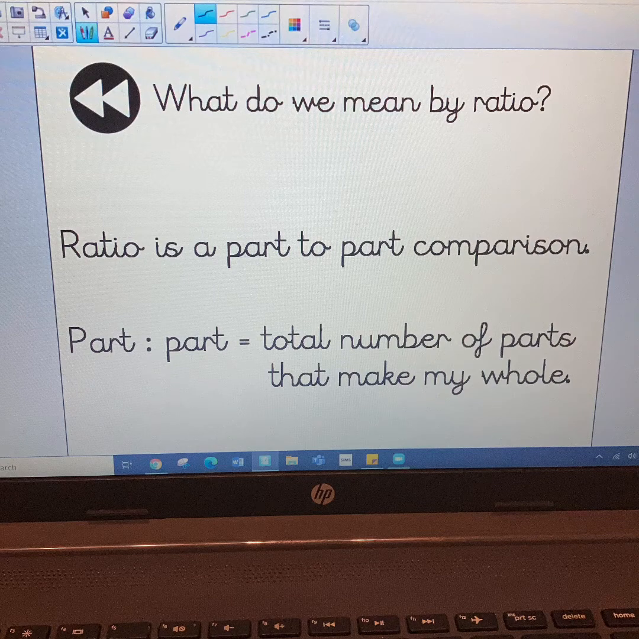So you're comparing these 2 parts. And we can write it like this. We can use a colon to show the comparison. That colon in maths kind of means ratio. So it's a part to a part. And the total number of parts makes my whole.